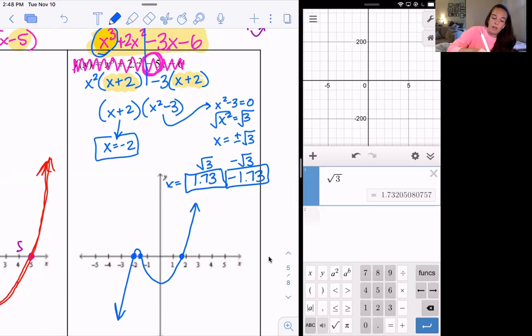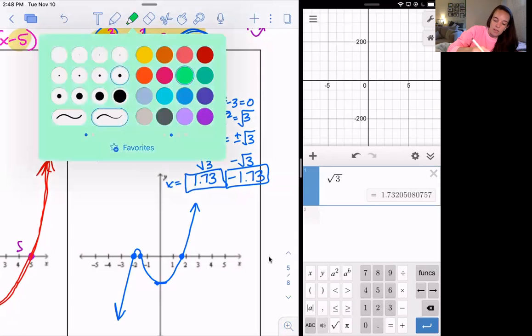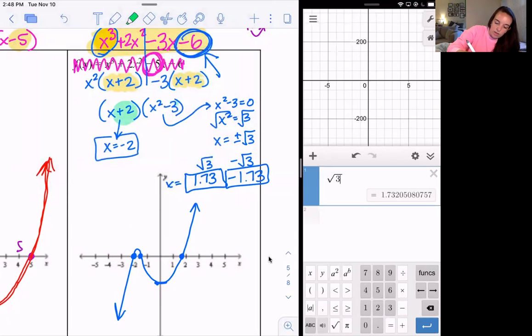And then my y-intercept is going to be the constant term. It's this number right here, the number at the end, will be -6. Notice you could multiply +2 and -3. You would also get -6. So -6 is your y-intercept.